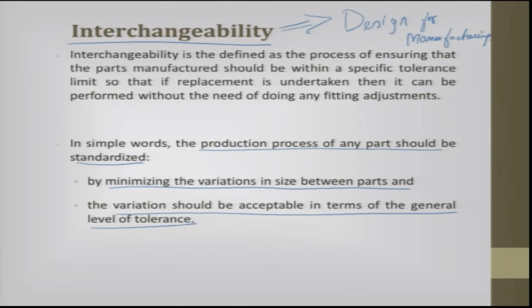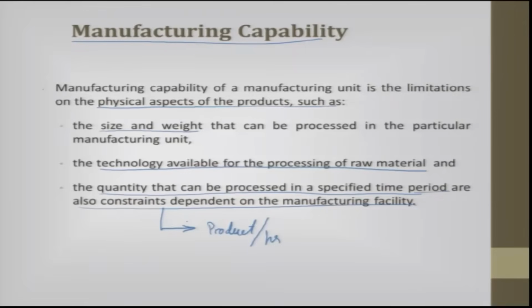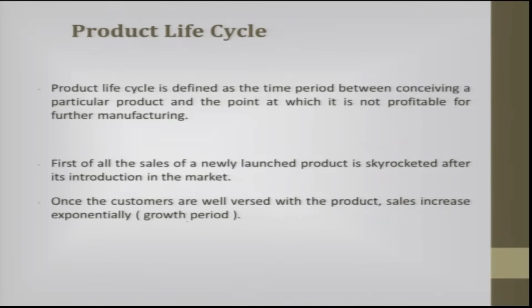First, you should think in terms of return on investment, or production turnover, or capital circulation. Then you will look at interchangeability, then you will look at mass production, then you will look at manufacturing capacity. All these things are important because they dictate the costing of your product.